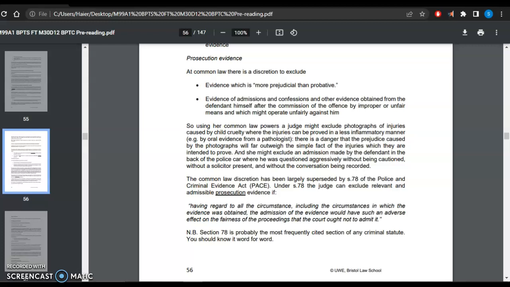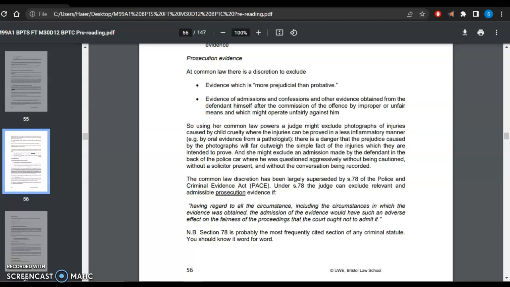There is a danger that the prejudice caused by the photographs will far outweigh the simple facts of injuries which they are intended to prove. She might also exclude an admission made by the defendant in the back of a police car where he was questioned aggressively without being cautioned, without a solicitor present and without the conversation being recorded. All of this is given in the procedure that the police officer should follow before investigating and interviewing the defendant.